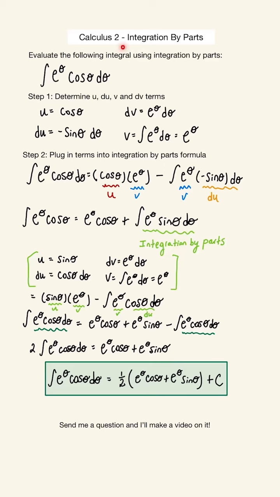Here we have a special case integration by parts example problem that you might not run into very often, but when you do, it's important to know. So here we have the integral of e^θ cosine of θ dθ.